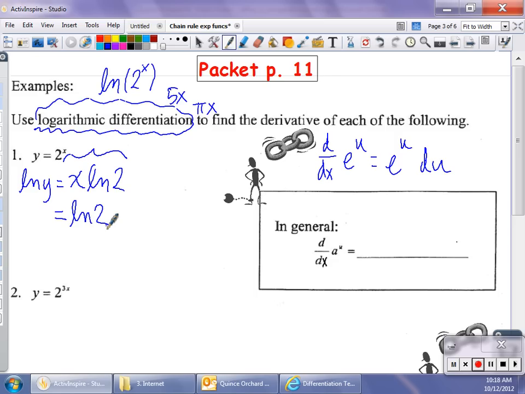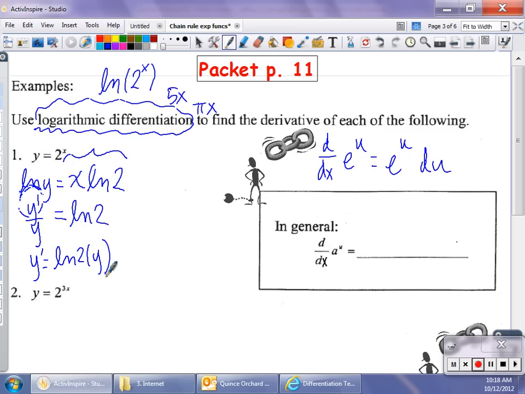On the left-hand side, when we find the derivative of the ln of y, we're going to use the chain rule, so we get y prime over y. Now keep in mind what our goal is. Our goal is to find the derivative. Well, we have y prime sitting right here. We just need it by itself. So to get y prime by itself, I'll multiply both sides by y, so that gives me ln of 2 multiplied by y. So now we have the derivative.